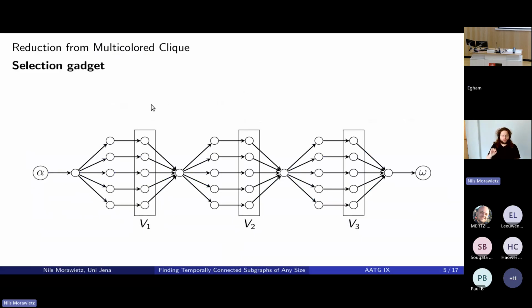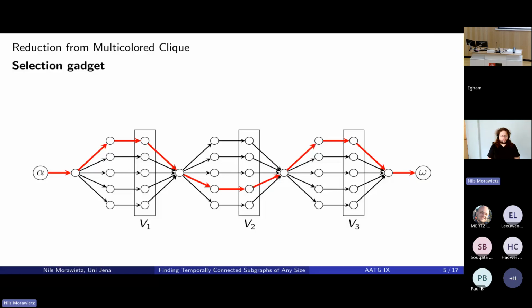The reduction here is for directed graphs at first, which is somewhat simple, and then lifting it to undirected cases is pretty tricky. So we're in a directed case. So we want some selection mechanism that goes from some vertex alpha to some vertex omega and selects by necessity at least one vertex of each color class. So for example here, then we have these 3 vertices selected.